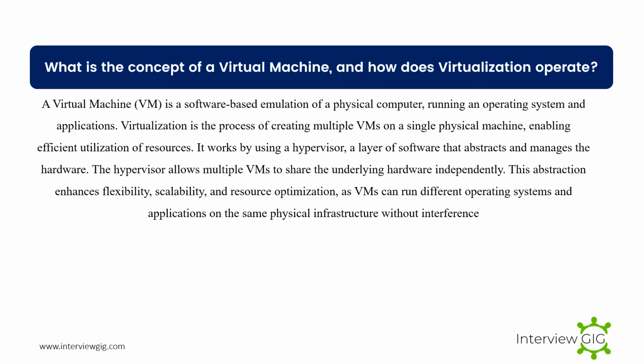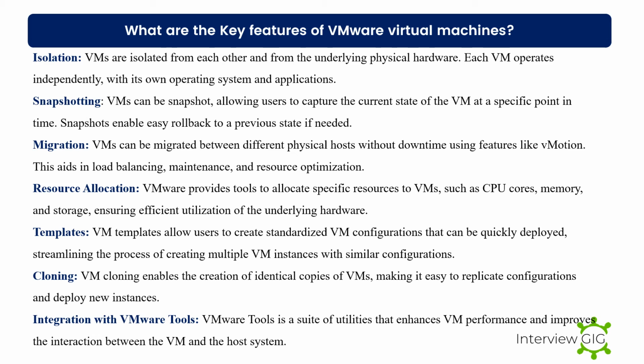physical infrastructure without interference. What are the key features of VMware virtual machines? Isolation. VMs are isolated from each other and from the underlying physical hardware. Each VM operates independently, with its own operating system and applications. Snapshotting. VMs can be snapshotted, allowing users to capture the current state of the VM at a specific point in time. Snapshots enable easy rollback to a previous state if needed.